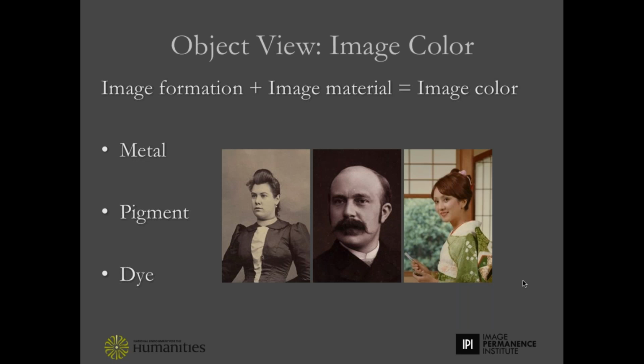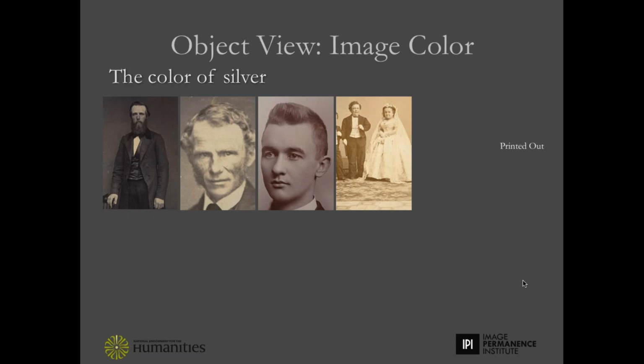As a reminder, the color of the image is the result of how the image was formed and what the image material is. Image material in photographs can be metal, pigment, or dye. Inkjet prints and photomechanical prints are made with ink, but the colorant is dye or pigment, and that's what's left. Silver is the most common image material for monochromatic prints. As you can see in the 19th century, silver-based photographs, the image can be many colors.